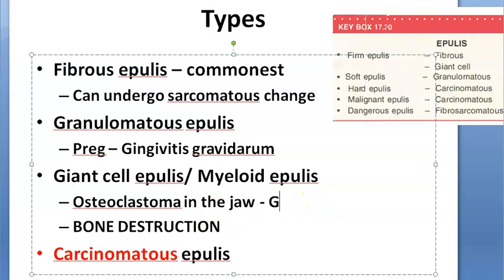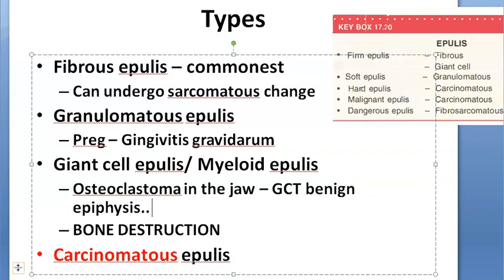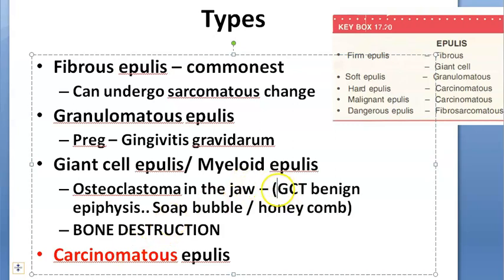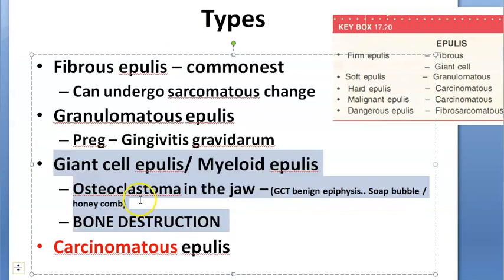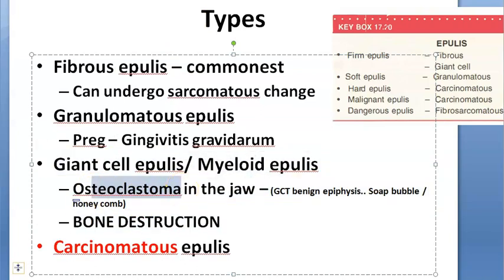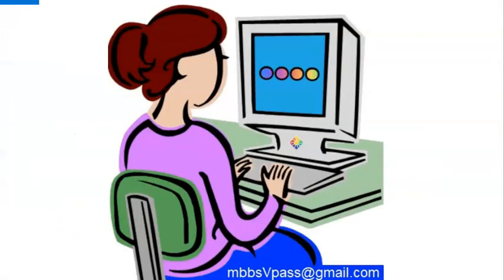Giant cell tumor is benign, and it affects the epiphysis in the long bones, causing a soap bubble or honeycomb appearance. There will be bone destruction. Remember, there is bone destruction here. So that is giant cell epulis. Giant cell epulis and giant cell tumor are the same thing. It makes sense now. Did you understand giant cell epulis?